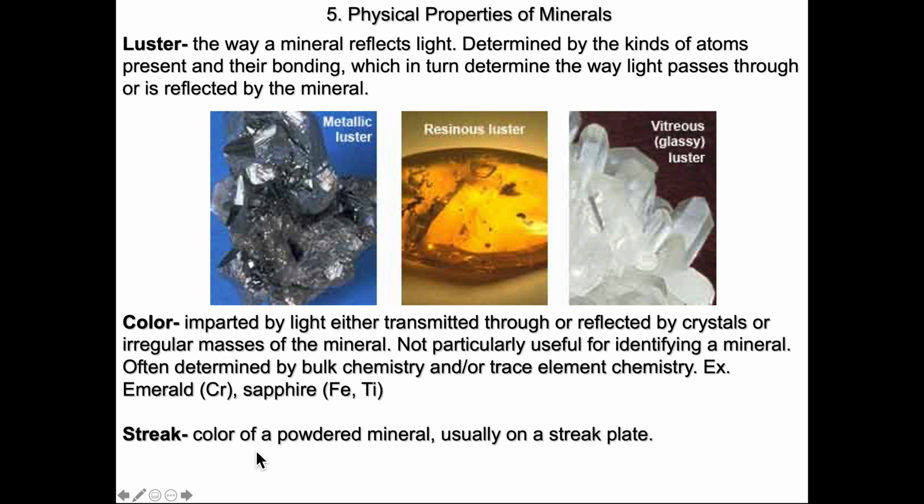Now, one thing that is very useful for identifying some minerals is the color of the powder of the mineral. Streak: color of a powdered mineral, usually on a streak plate. This is unglazed porcelain. It's hard but not incredibly hard. If you drag a mineral like pyrite across the surface of a streak plate, you'll get a color, in the case of pyrite, of dark green, even though the mineral looks like gold.